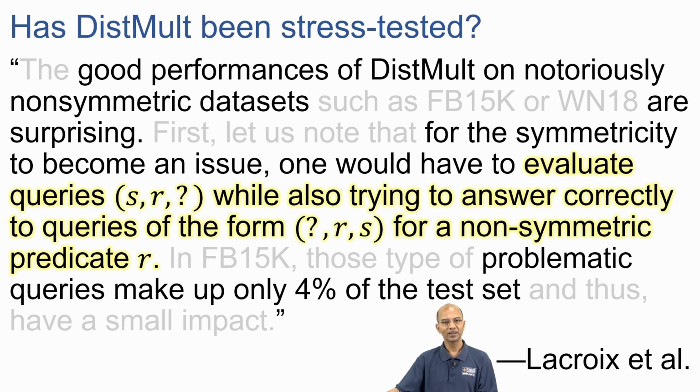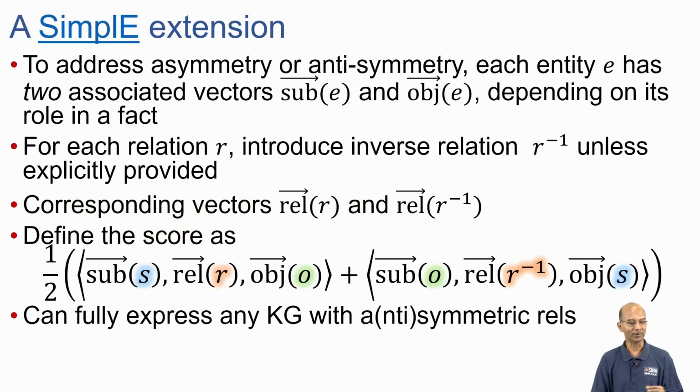How do we fix it? There's actually a very simple way to fix it, and it's called SimplE. To address asymmetry or antisymmetry, each entity now, instead of getting just one vector, gets two associated vectors, sub E and obj E. So, subject of E and object of E, depending on what role the entity E plays in a fact. If it appears in the subject position, we would have to use sub E. If it appears in the object position, then we have to use obj E.